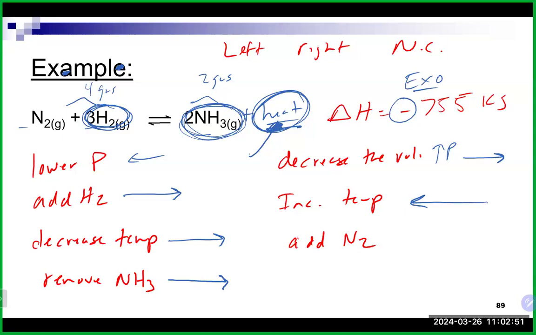And lastly here, adding N2 will add more reactants, causing the forward direction basically to occur and shifting away from the side we added it from. Any questions on any of those there?